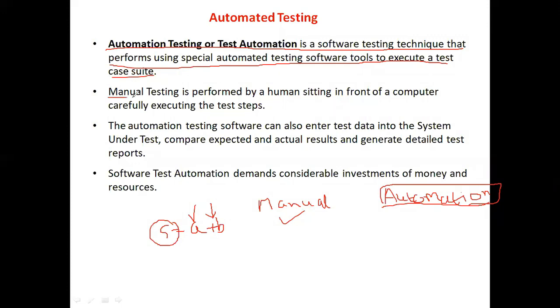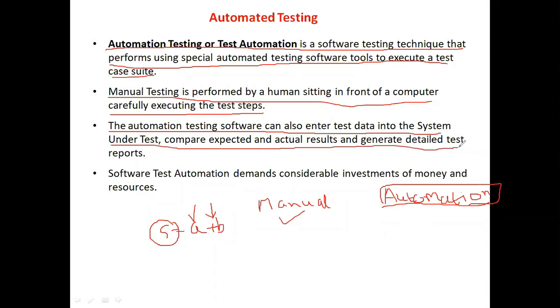Okay. So manual testing is performed by a human sitting in front of a computer, carefully executing the test steps. The automation testing software can also enter test data into the system under test, compare expected and actual results, and generate detailed test reports. And software test automation demands considerable investments of money and resources.